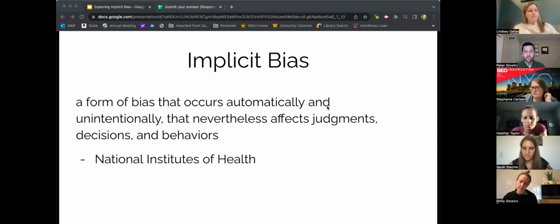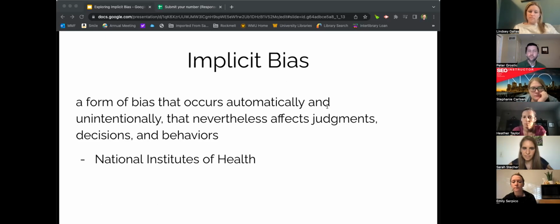So let's go ahead and define implicit bias right now. This is a form of bias that occurs automatically and unintentionally, I'll add unconsciously, that nevertheless can affect our judgment, decisions, and behaviors. I'd just like to highlight 3 points for us all right now.